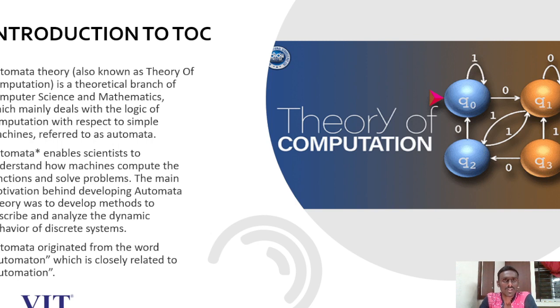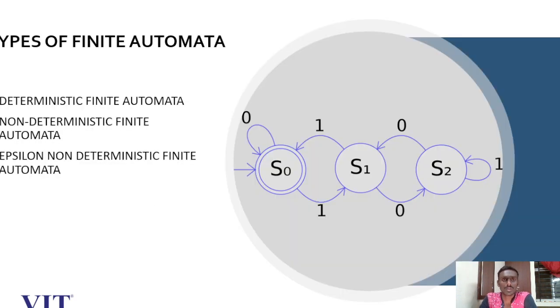So here we can introduce TOC like this: automata. TOC is full of automata. Automata theory is a theoretical branch of computer science and mathematics which mainly deals with the logic of computation with respect to simple machines referred to as automata. In automata, we have many types like deterministic finite automata, DFA, NFA, epsilon NFA. Here in this presentation I will explain about DFA, NFA and epsilon NFA.